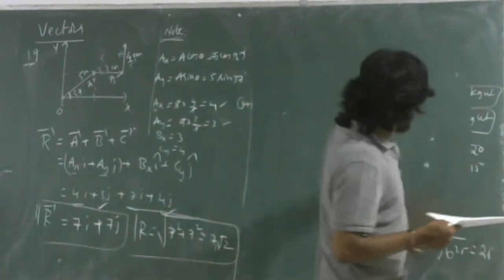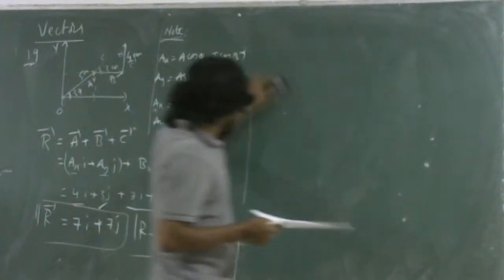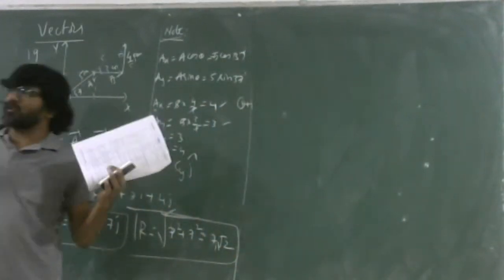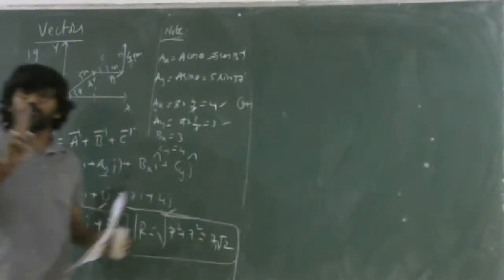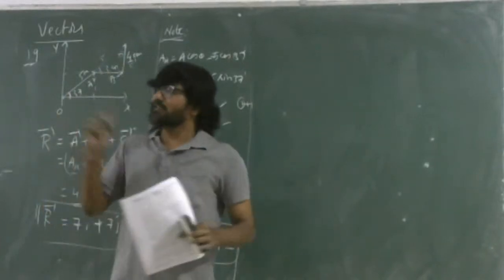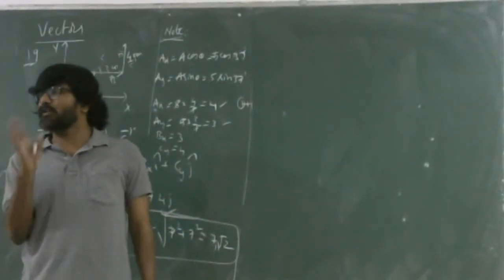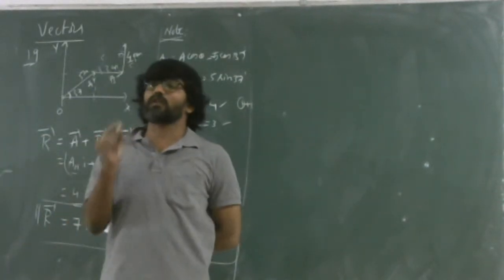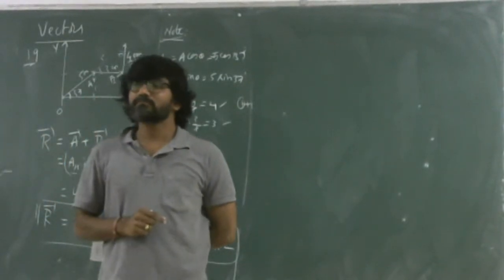According to the parallelogram law, if we have any two vectors and the angle between them is theta, then we need not worry about whether they represent sides of a parallelogram or not. If the two vectors are P and Q and the angle between them is theta, the resultant magnitude is given by R equal to square root of P square plus Q square plus 2PQ cos theta. You have to remember that.